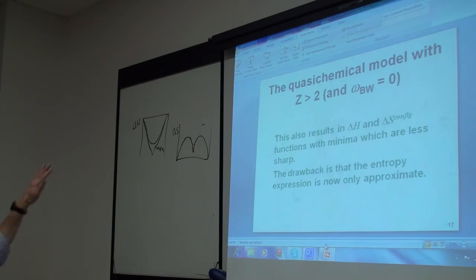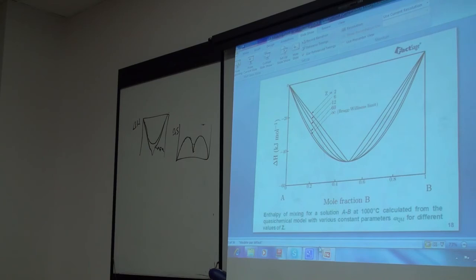However, another way of rounding it out is to have no Bragg-Williams term, but to let Z be greater than 2. So this is the same thing. Sorry, I'm confusing you here, but you're going to have to see this because this is what we've done. This is now, there's no Bragg-Williams term, but we're just using only the quasi-chemical model, but with different values of Z. And you can see it has almost exactly the same effect. When Z is 2, it's the same curve, and as Z gets larger and larger, the curve tends to get rounder and rounder.